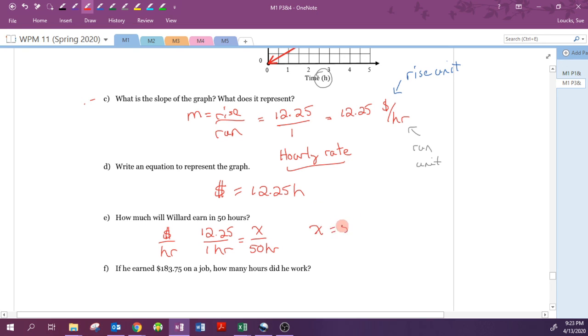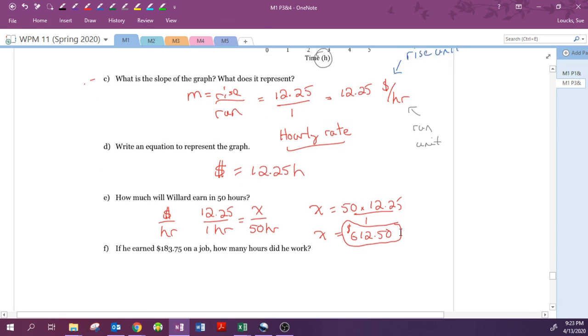So x equals 50 times 12.25 divided by 1. So x equals $612.50. And I'm going to circle that so we can find the answer.